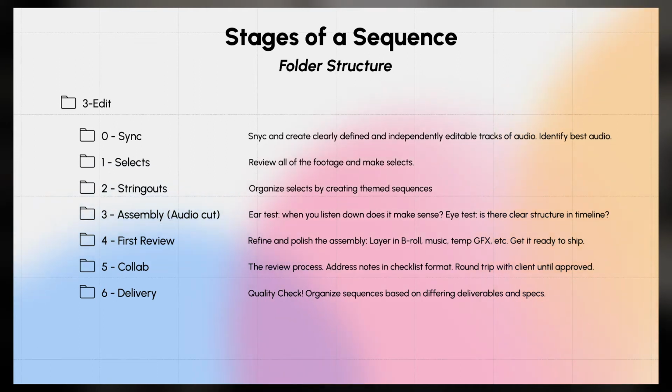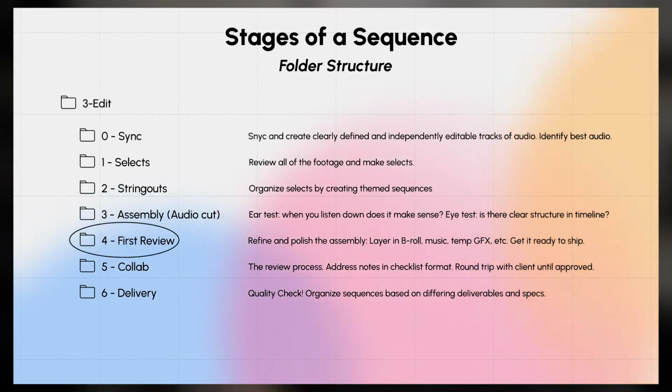3-assembly. This is what I call the audio cut. This is creating an edit for structure and content. The main note here is that if it doesn't make sense or sound correct just by listening to it, it probably needs some restructuring. So that's why this is a really important stage. But think of this as creating a structure for your edit, which you could watch down without any visuals. That's what the assembly is for, really.